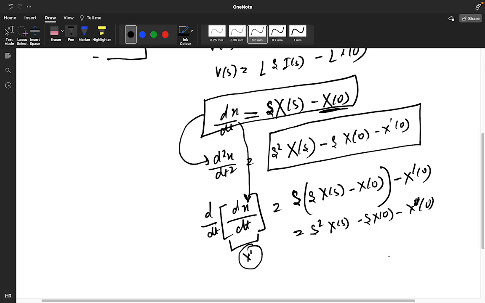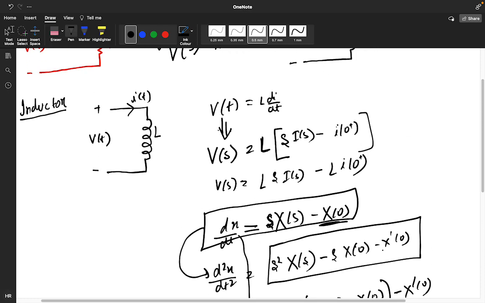So what is this x dash? dx by dt at t equals 0, whatever the function will be. Okay, so don't be afraid. What I'm telling you now is that this question is not very difficult. This concept is not very difficult.